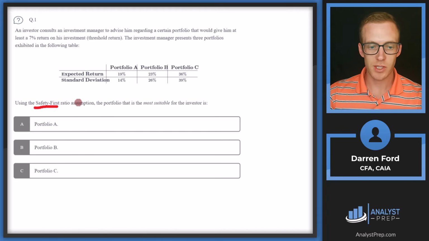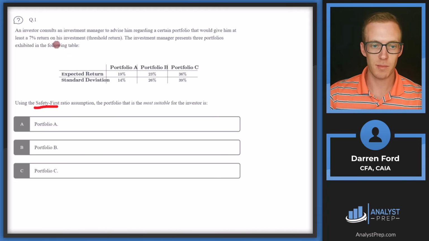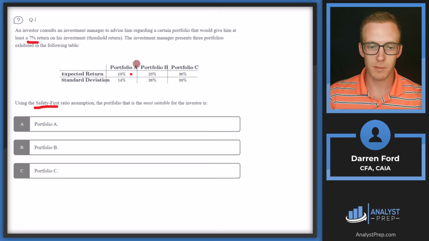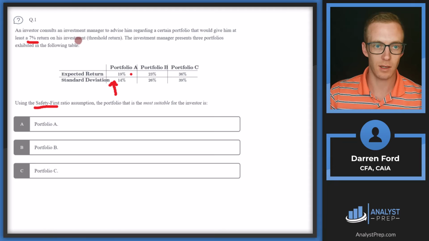So our safety first ratio is going to be the expected return of the portfolio, and then we're going to subtract out the threshold return or required minimum rate of return, and then divide that by the standard deviation. So it's kind of similar to the Sharpe ratio calculation. We're just using our required return instead of risk-free return. And so higher number is better, and whatever portfolio has the highest number is going to be the more optimal portfolio for us.